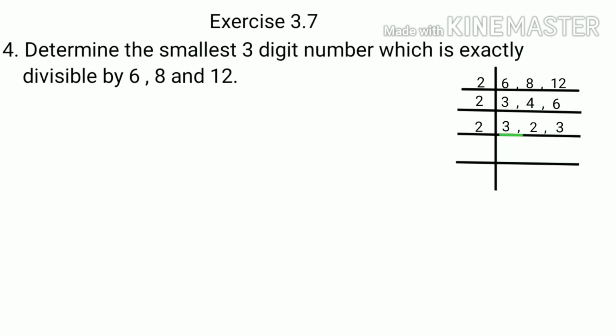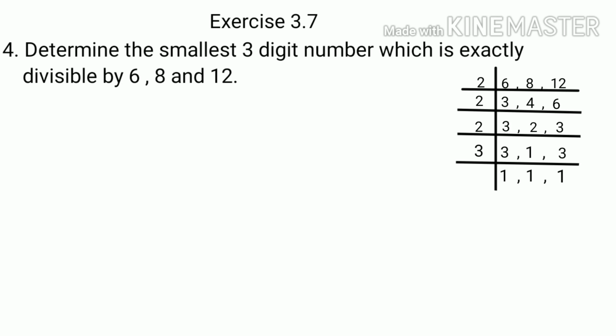Since 3 is not divisible by 2, we bring this 3 down as it is. And when we divide 2 by 2, we get 1. Again, this 3 is also not divisible by 2, so we bring it down as it is. Now we can divide by 3. So when we divide this 3 by 3, we get 1. And this 1 will come down as it is. And when we divide this 3 by 3, we get 1 again.